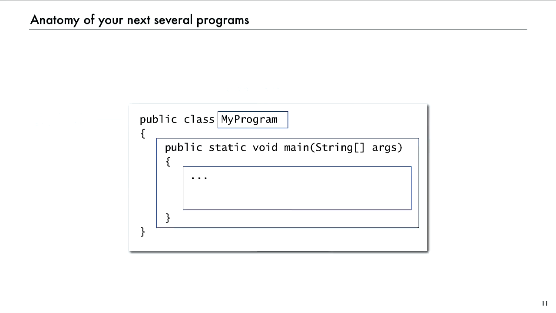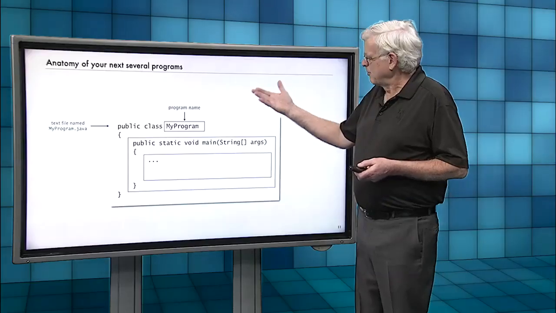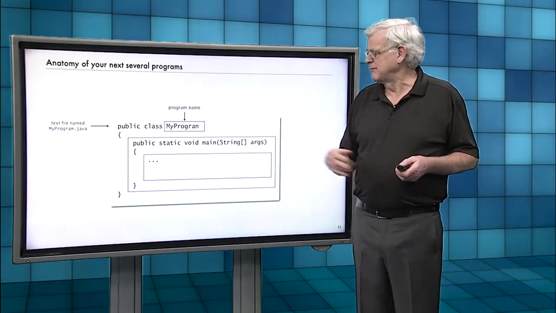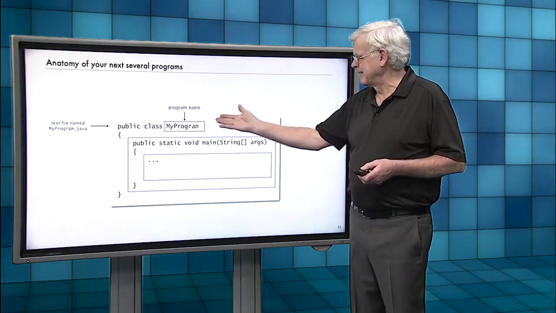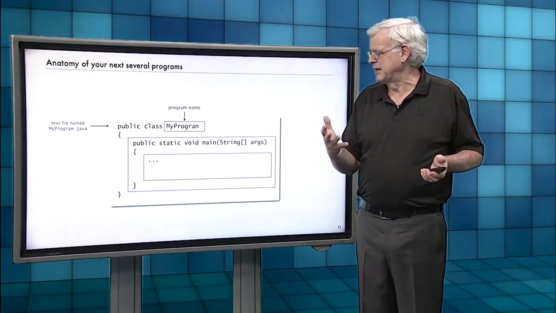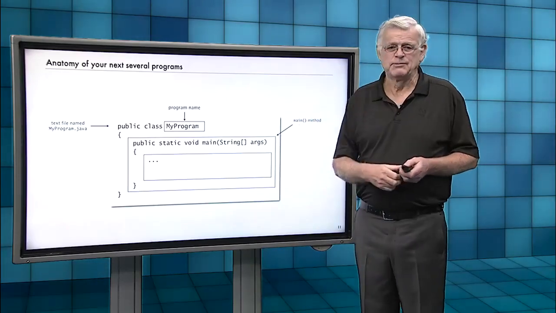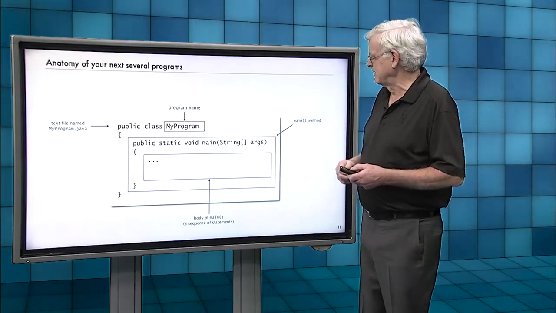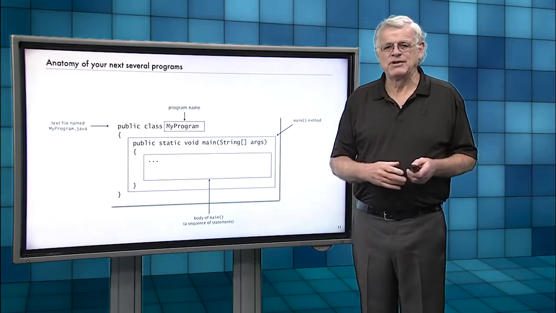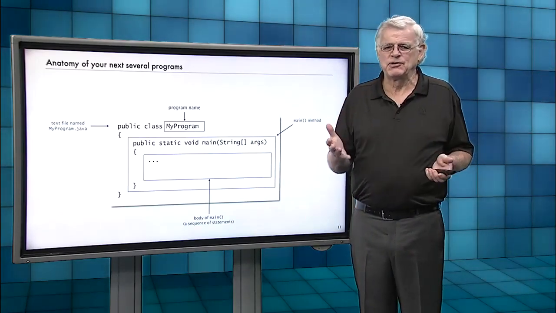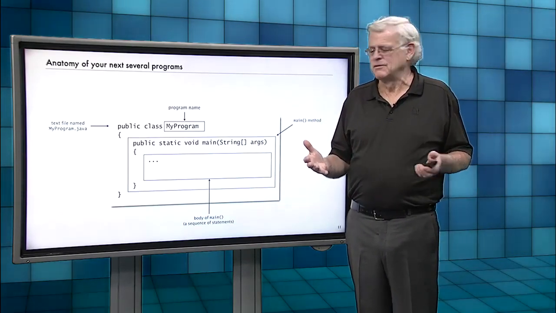We go through those elements because every program that you write, or at least the next several, are going to have these same elements. You're going to have a program that you make up, myprogram.java. You'll name it my program or whatever else you want to name it. And it's going to have a main method, and you just type that exact text to get a main method. And then there's going to be a sequence of statements.